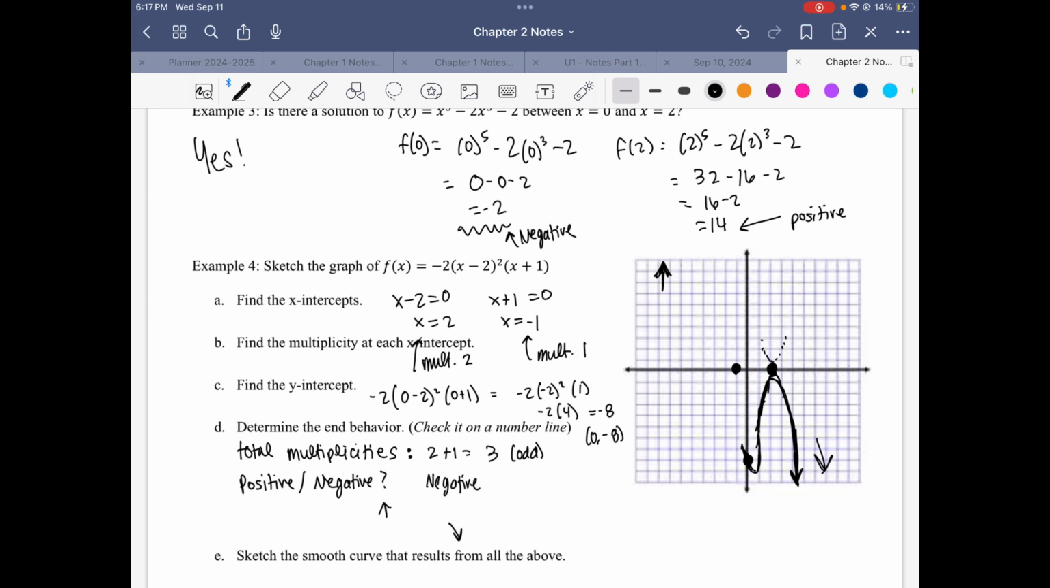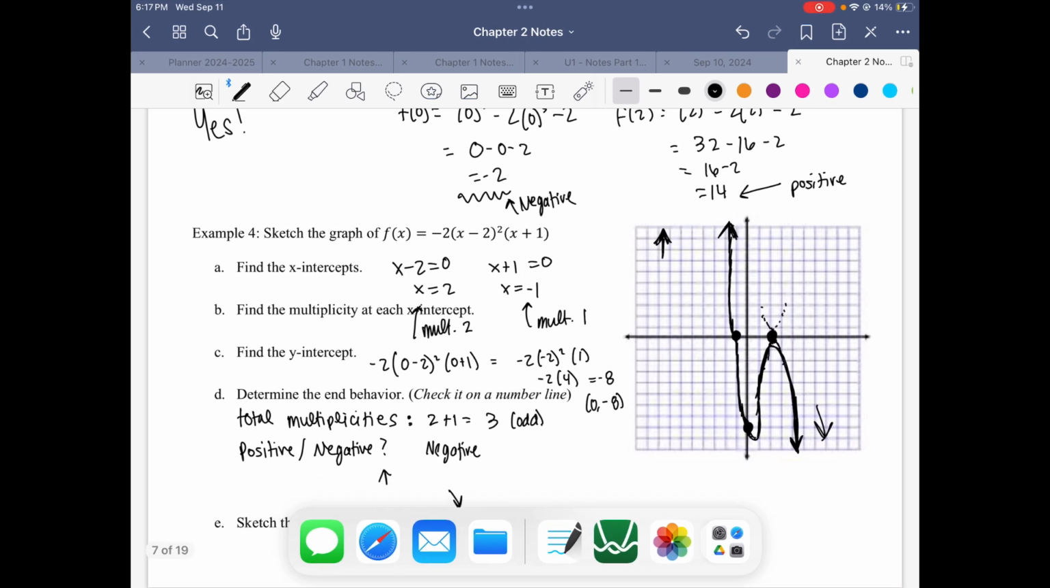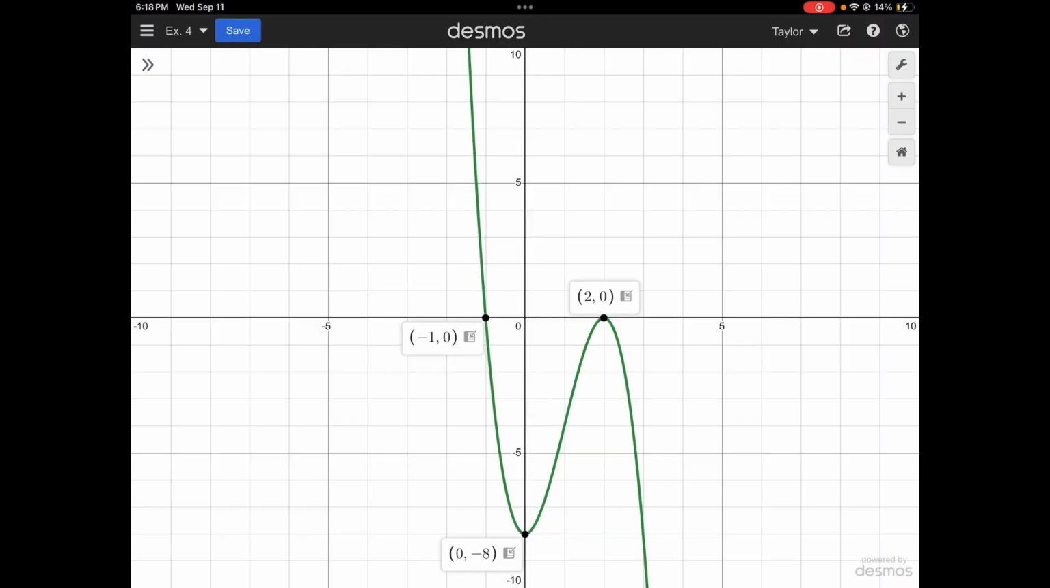So then that means this one's going to be coming from up here to head down here. And then it's got to come down, and it has to hit that y-intercept, come back up, and bounce back off down. So give or take, that's what that one's going to look like. And in fact, let's go ahead and look at it in Desmos. There you have it. That looks pretty close to what ours.